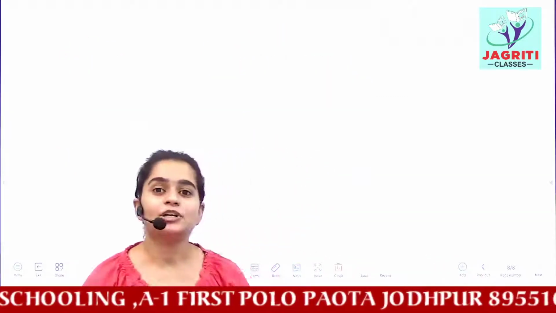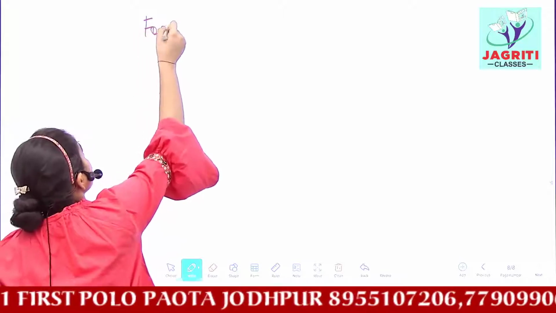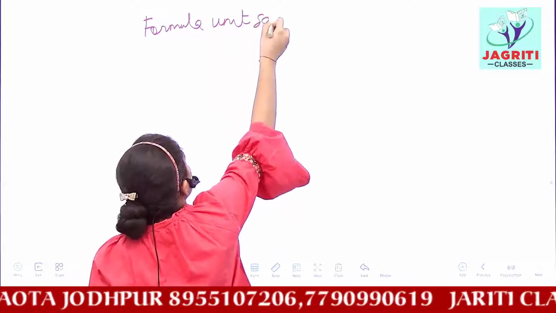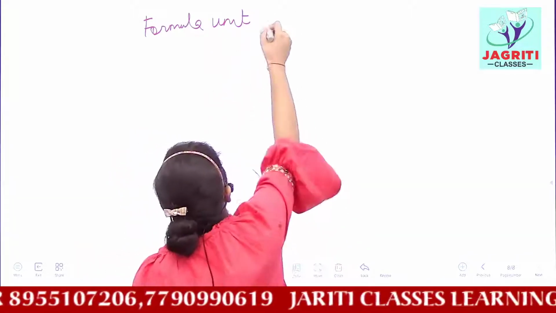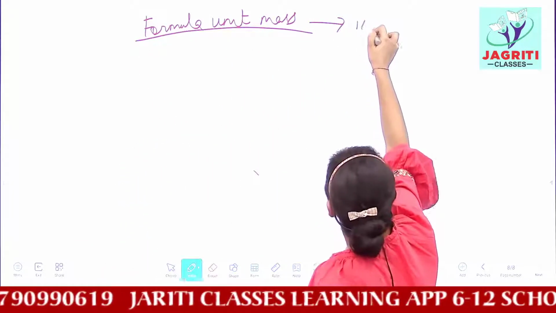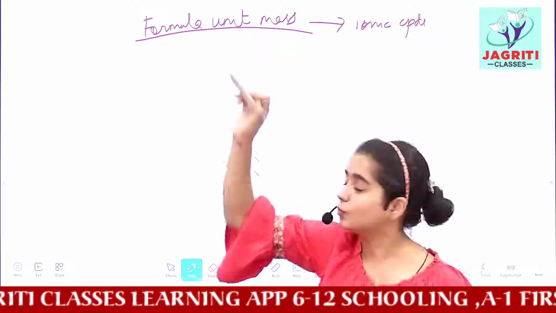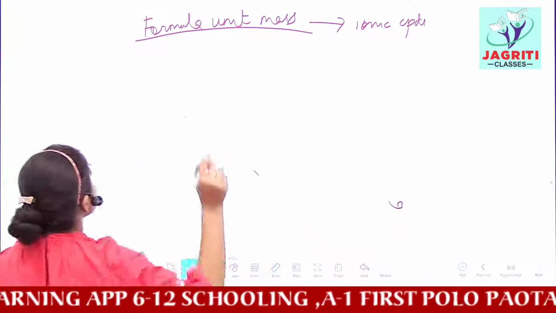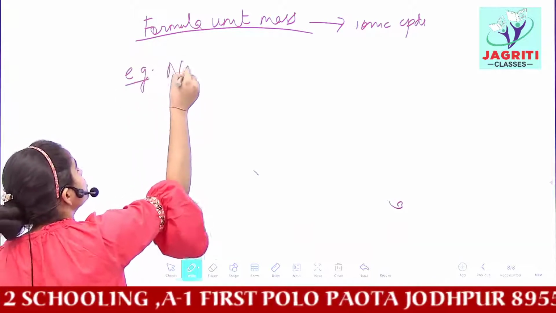Let's now talk about our third category of masses, that is formula unit mass. Formula unit mass is just the same. If you have an ionic compound, then you write that it is a formula unit mass. It is calculated for ionic compounds. We have discussed the properties of ionic compounds in the last chapter. I am taking an example of NaCl, sodium chloride.